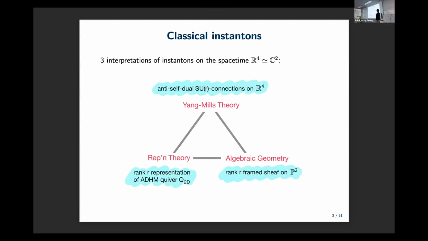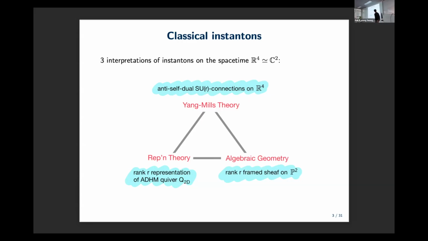Okay, here is a classical instanton. They admit three genuinely different interpretations, I think. This was originally developed on the space-time R4, or most of the time we will identify this with C2. Originally, this was given as anti-self-dual SU(R) connections on the space-time. So that's the Yang-Mills theory origin.